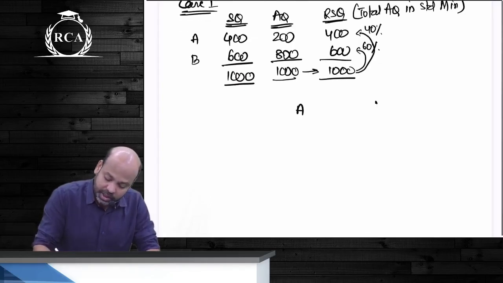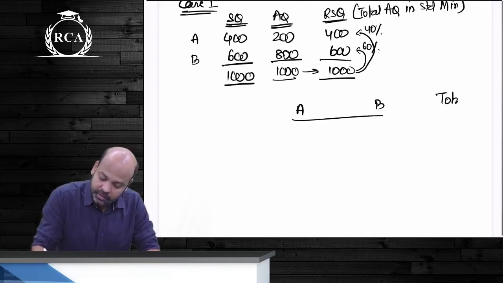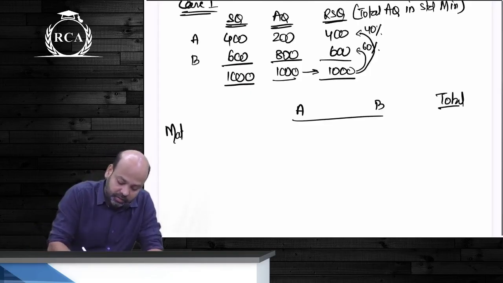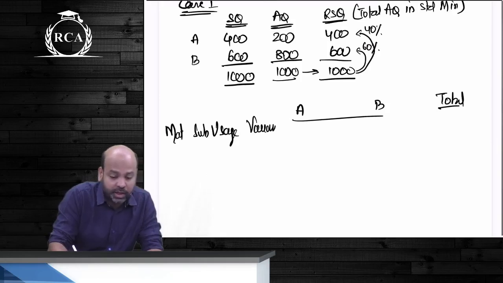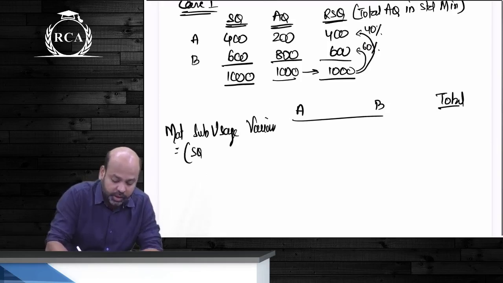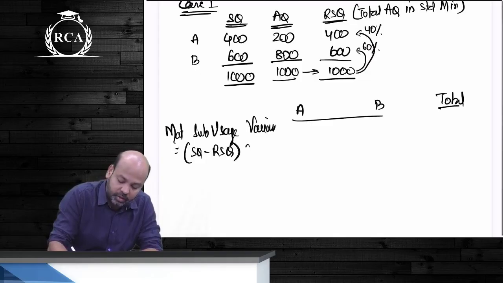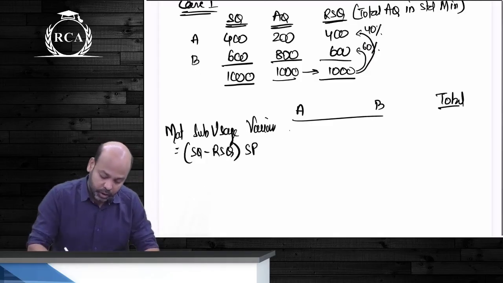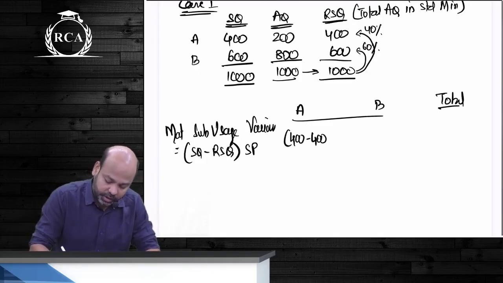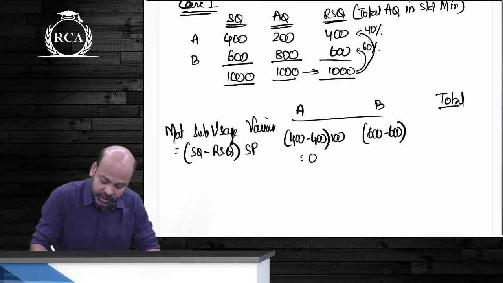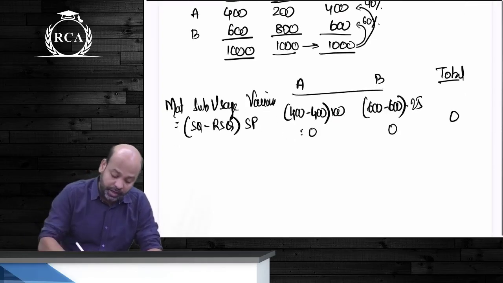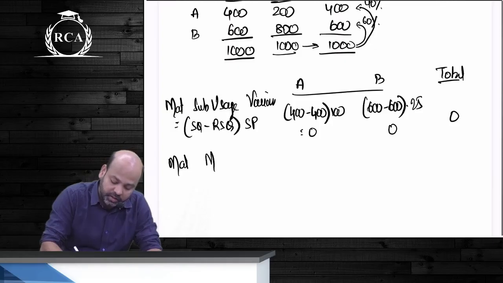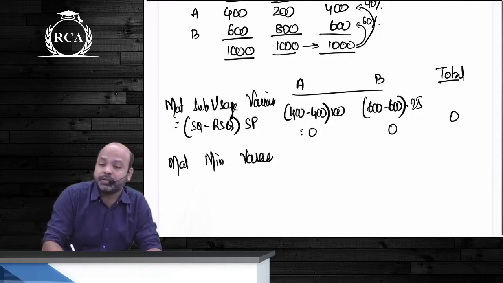125. So material A and material B, guys, this is just for our understanding. Material sub-usage variance. What is the formula for sub-usage variance? Look and tell me. Standard quantity minus revised standard quantity multiplied by standard price, won't this be 400 minus 400 into 100? 0. This would be 600 minus 600 into 25. 0. Total 0. If I talk about material mix variance, guys, what's the formula?